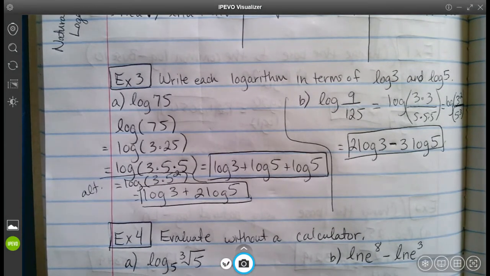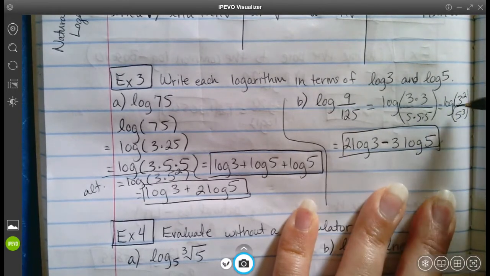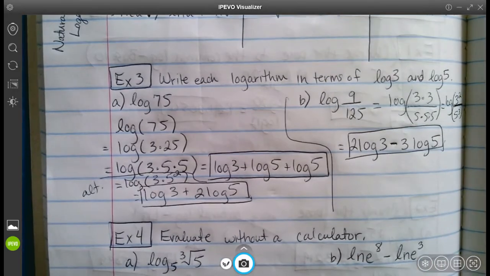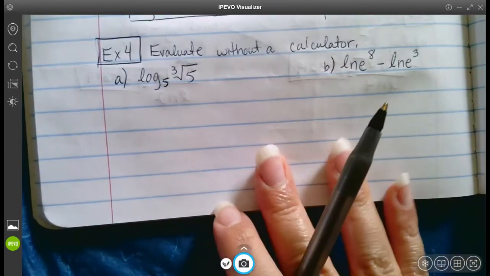And that's basically it for that one. So again, in case you can't see this, the power is in the front, powers are in the front, the division is subtraction, and that's basically it. All right, moving on. Two more examples here.